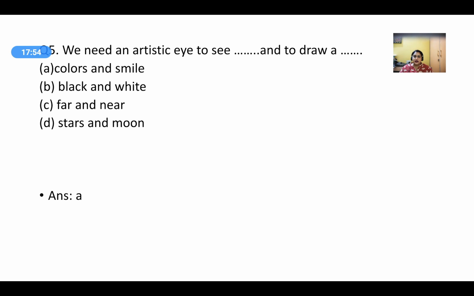We need an artistic eye to see dash and to draw a dash, and the options provided are colors and smile, black and white, far and near, stars and moon. And the obvious answer is we need an artistic eye to see colors and to draw a smile. Yes, color of life is present everywhere. We just require an open mind and the eyes to see it. Why do we always see miserable? Why do we always see the negative aspect everywhere? Why can't we look at the positivity that is prevalent everywhere? So we need an artistic eye to see colors and to draw a smile.